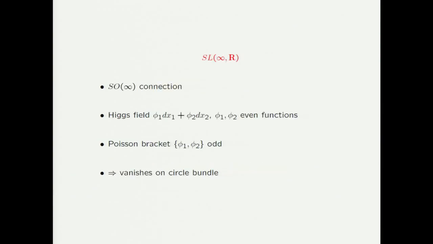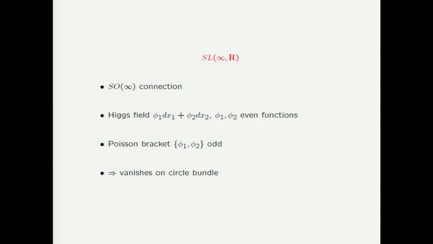What about the equations? Well, we haven't got onto the equations. Here I should have put inverted commas around this, so there is no group SL infinity R. But by analogy with SLNR, what Higgs field data do I need in order to find something which would give me, in finite dimensions, an SLNR connection?